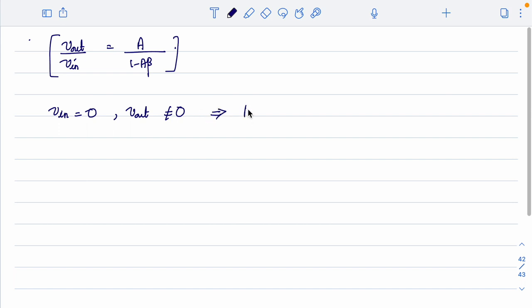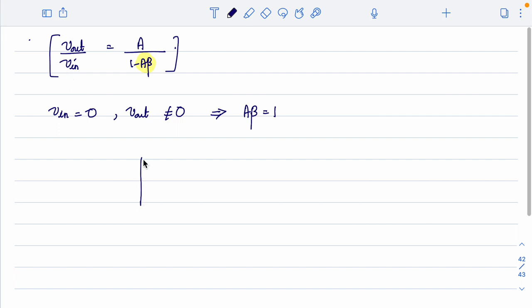You can say that if the denominator factor, this factor, is equal to 1, what will happen? A divided by 1 minus 1, A by 0, is basically an infinite quantity. So even without input, the output can get a value, right? This is mathematically what I am telling.